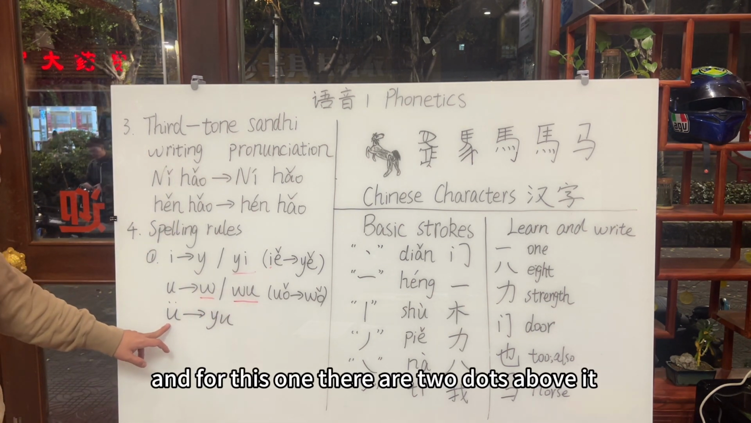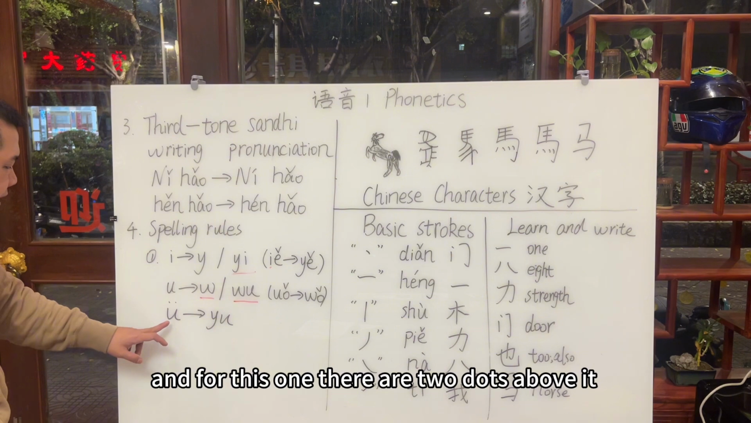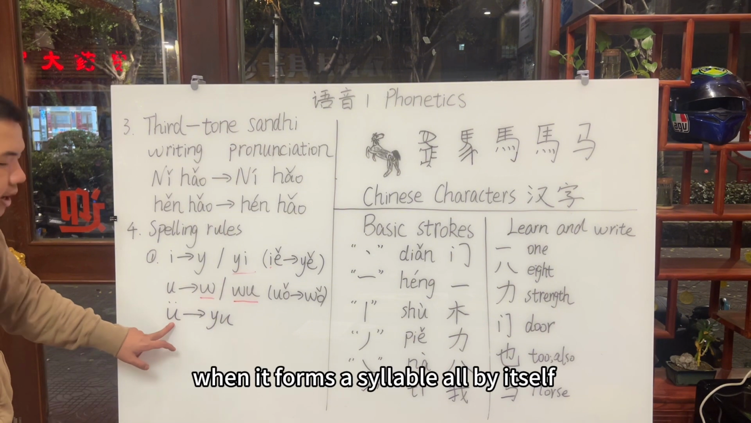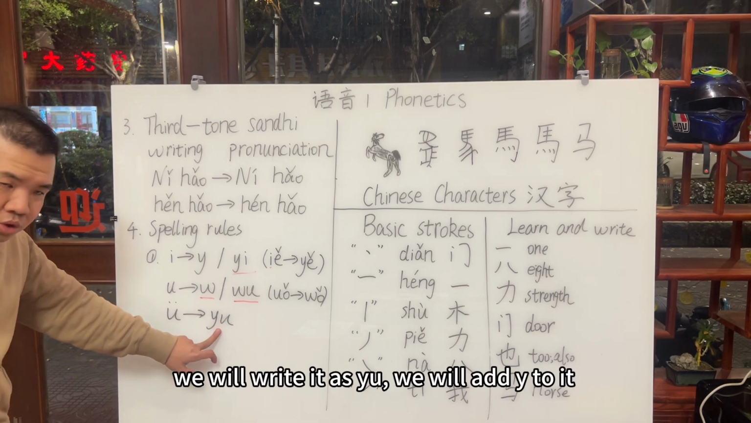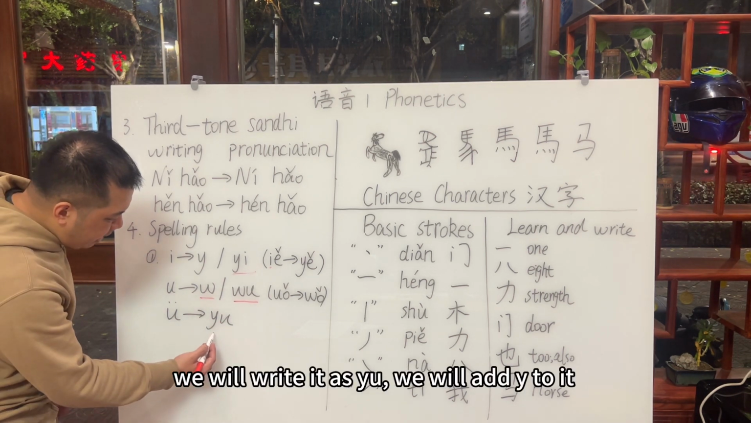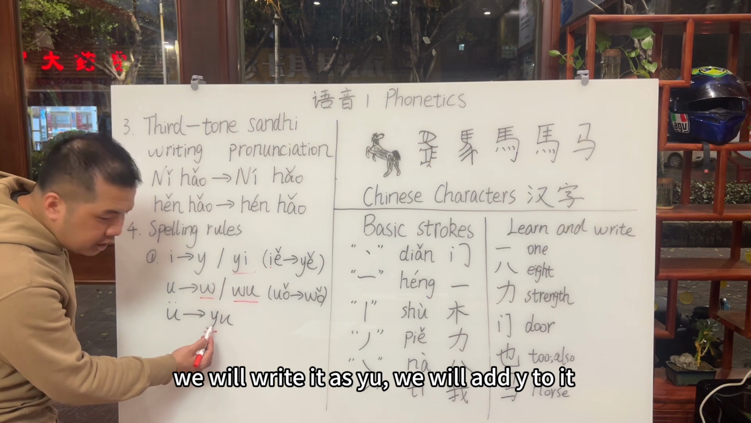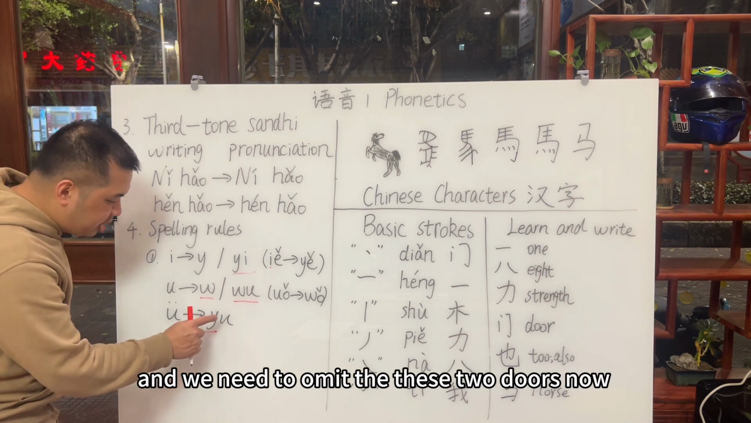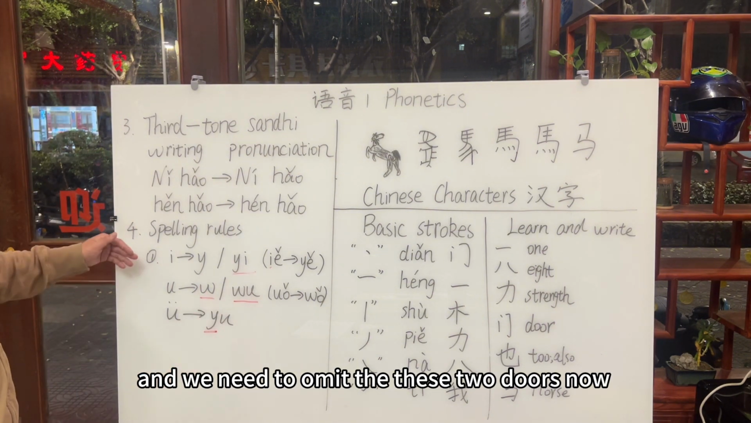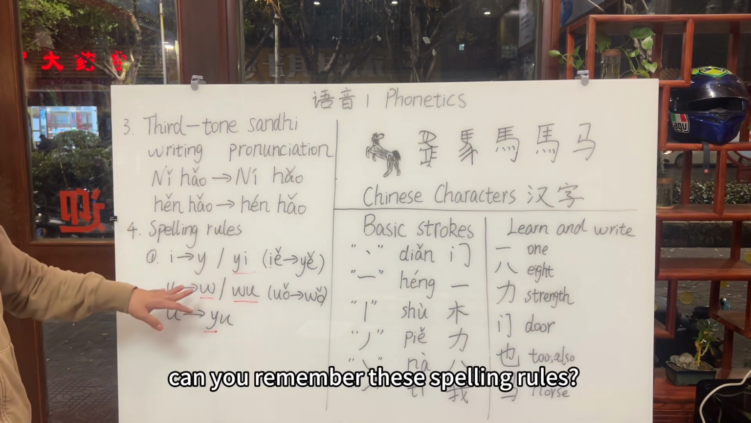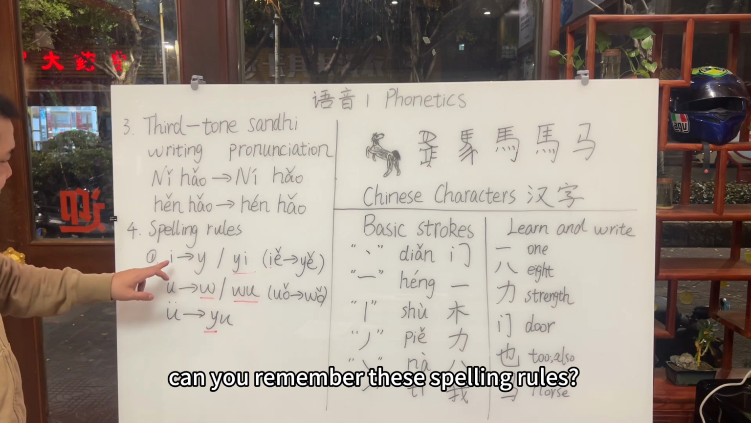And for this one, there are two dots above it. Yu. When it forms a syllable all by itself, we will write it as yu. And we will add yi to it. And we need to omit these two dots. Now, can you remember these spelling rules?